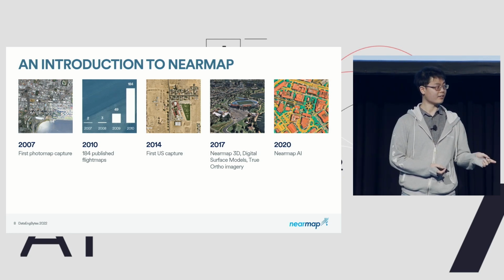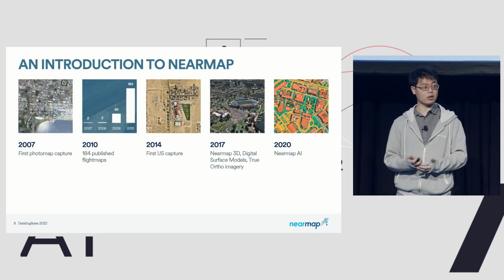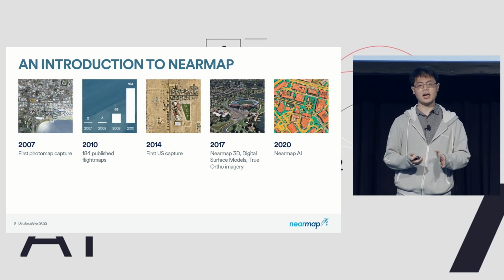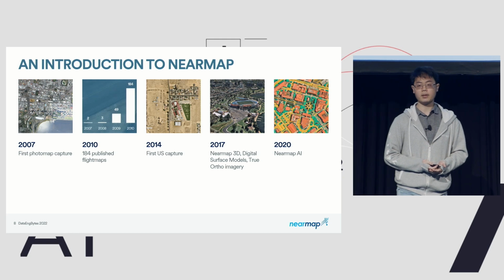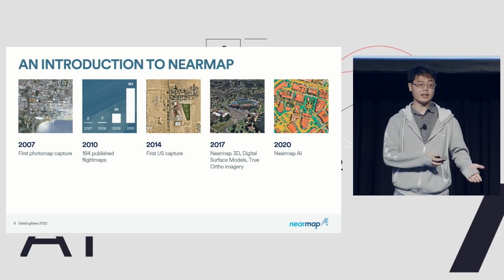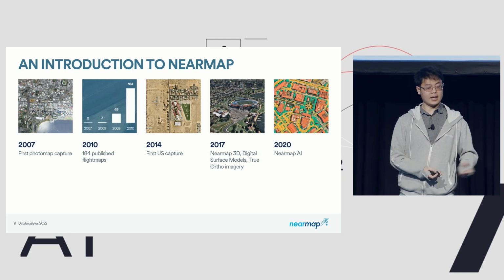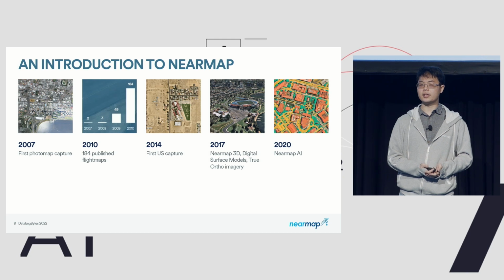But that changed in 2017 when we released an upgraded camera system capable of producing 3D content, and together with it, digital surface models, and what we call true ortho imagery, which is corrected for parallax error. It solves a building lean issue that you tend to see in normal aerial imagery. And then this is the bit where we come in. 2 years ago, Nearmap AI was launched.